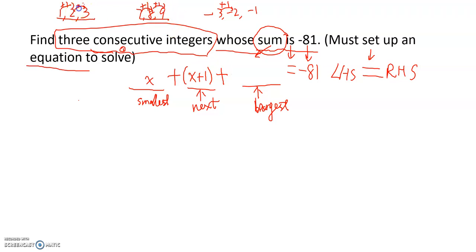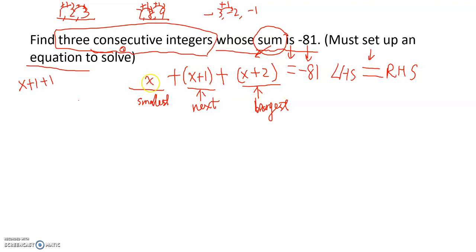I can add 1 to 2 to get 3. So I'm going to add another 1 to x plus 1. And that gives us, so the second number is x plus 1. I need to add another 1 to that. That gives me x plus 1 plus 1. You can go ahead and combine them to get x plus 2. So that gives us the third number.